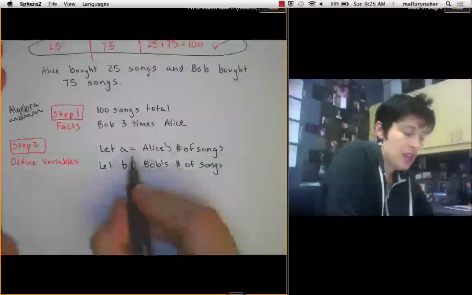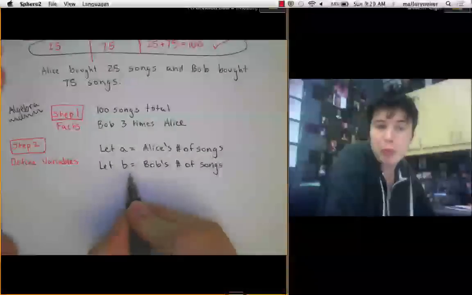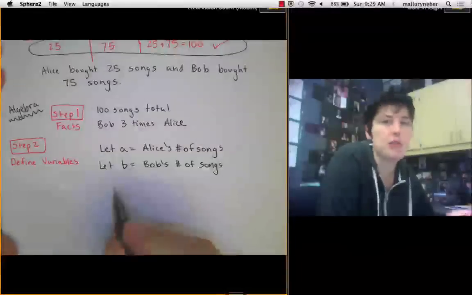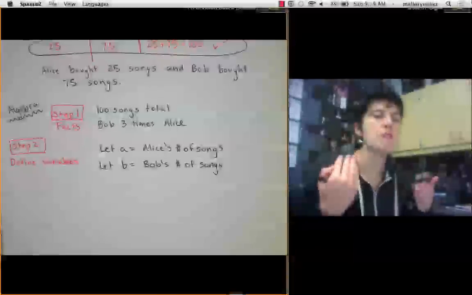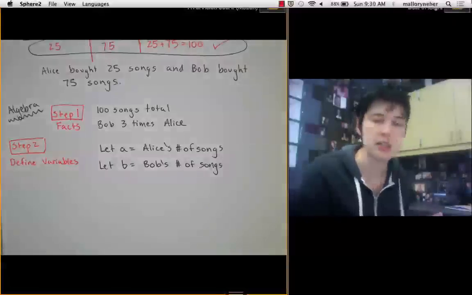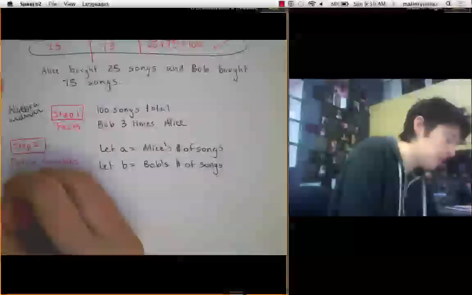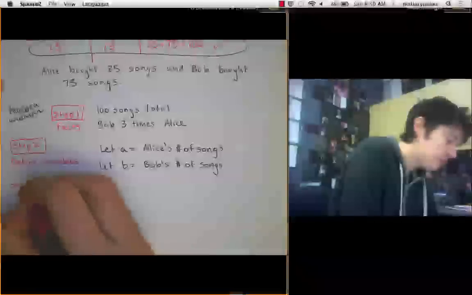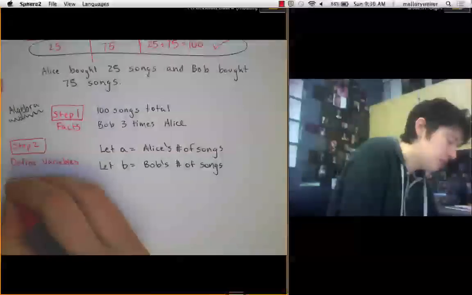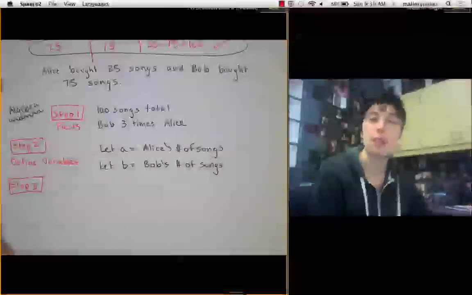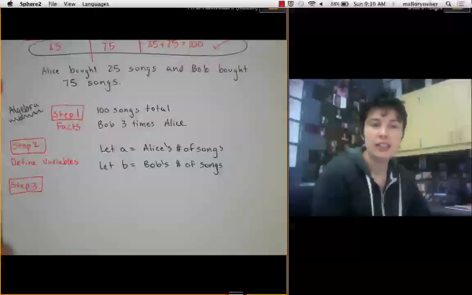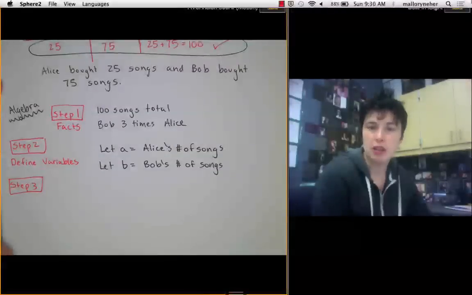I could have said let X equal Alice and let Y equal Bob. I didn't have to use A and B. I just chose them because I think I'll remember A and B easily. A for Alice, B for Bob. So that's step 2, define some variables. Now we need step 3. It's great that we have variables. Now we need some equations. We need to figure out what we can use to solve this problem.